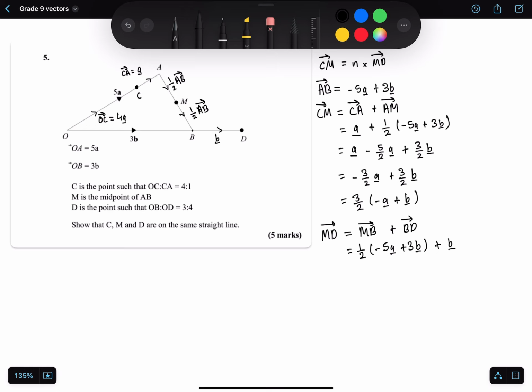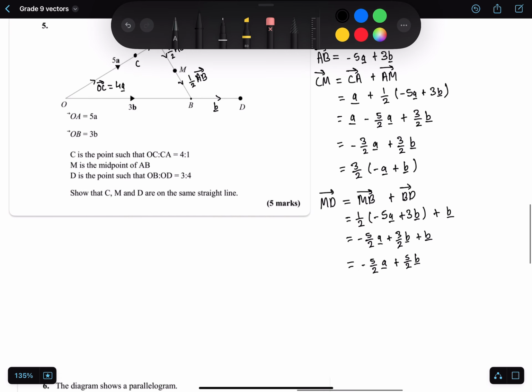Now all we have to do is expand this out. We have minus 5 over 2a plus 3 over 2b plus b, which gives you minus 5 over 2a plus 5 over 2b. Now, again, what we can do here is factor out the 5 over 2, and you get minus a plus b.